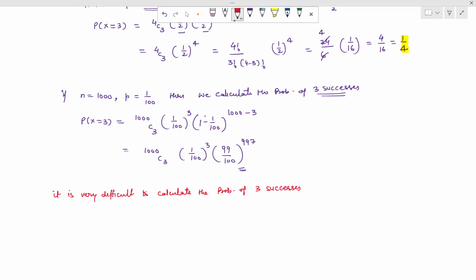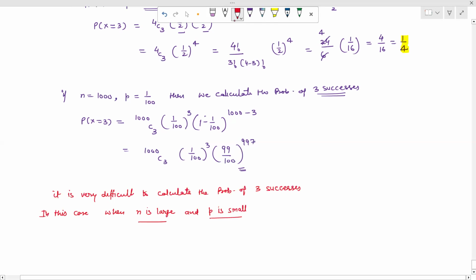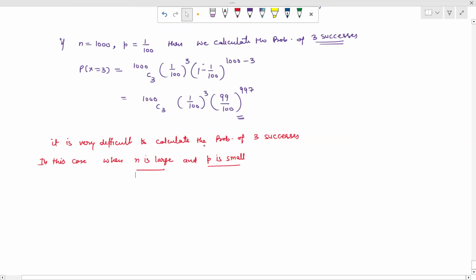Probability of three successes. So in this case, we can write down, when n is large and p is small, we introduce a new parameter. That parameter we can take as the product of n and p, which gives us lambda, which is a constant.